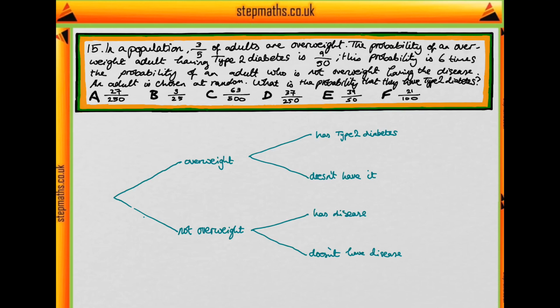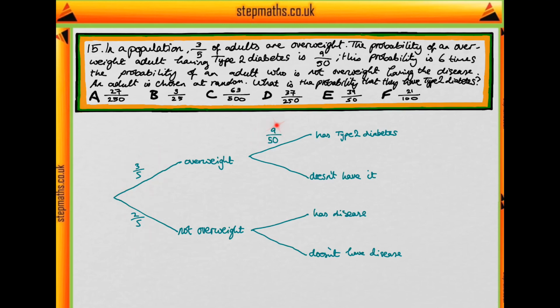So we also have that once an adult's overweight, they either have type 2 diabetes or they don't have it. And the same for if they're not overweight, they either have it or they don't. So we can fill in the numbers now. 3/5 of the adults are overweight, so 2/5 are not overweight, because overall they're either overweight or they're not. So this has got to add up to 1.